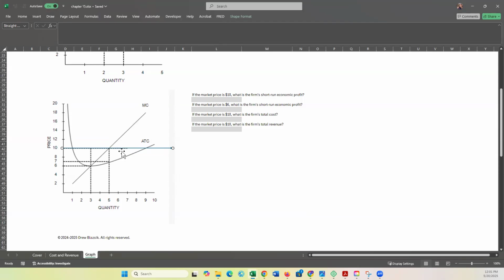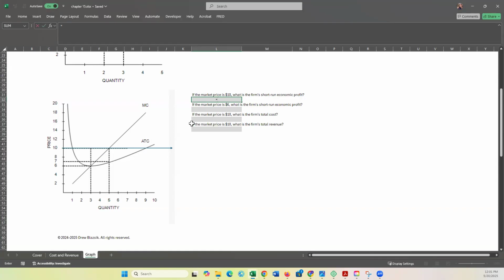So wherever the price, our demand curve, and the marginal cost intersect. If you produce an additional unit, the additional cost is greater than the additional revenue. If you produce two less, the additional revenue is greater than the additional cost. You want to produce where they're equal to each other. So the market price is $10. What is the firm's short run economic profit?